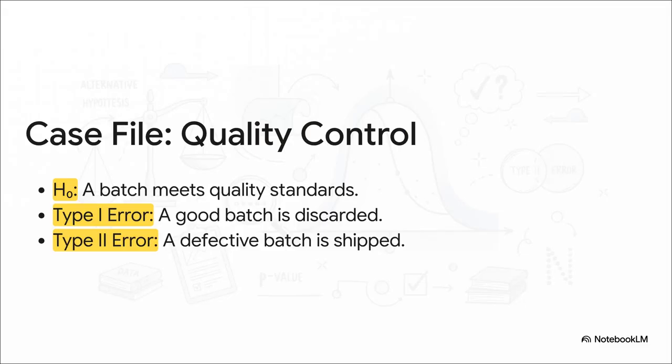Or let's say you're in a factory. The null hypothesis is that the latest batch of phones or cars is totally fine. A type 1 error, that costs the company money. They throw away perfectly good products. But a type 2 error, wow, that's a potential disaster. Defective products get shipped out to all of us, leading to huge recalls and a ruined reputation.